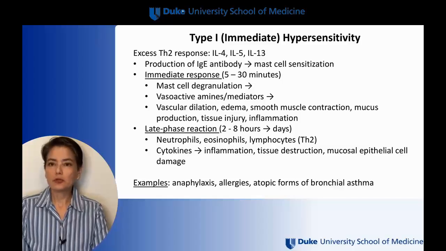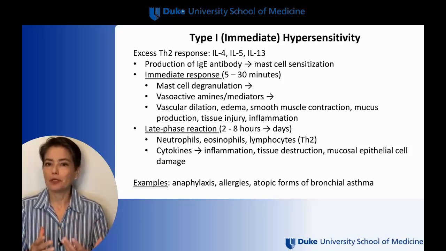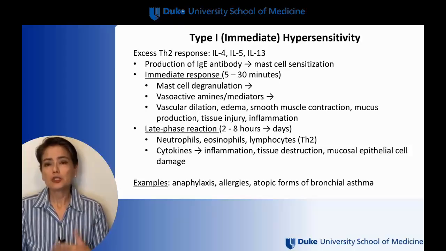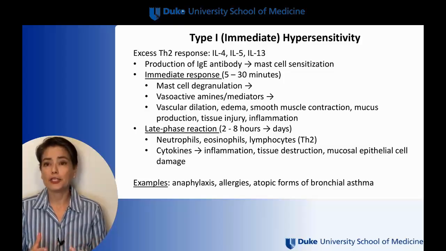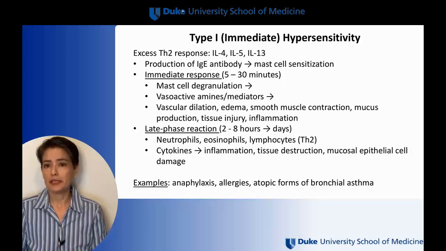And the central problem here is going to be an excess Th2 response with elaboration of IL-4, IL-5, and IL-13. And I'm going to show you a really nice figure that puts all this together. So we begin initially with the production of IgE antibody to some antigen, which we often refer to as an allergen because type 1 hypersensitivity is what we see in allergic responses. And with that, we get mast cell sensitization. So then when we get re-exposure with that same antigen, we have two phases.